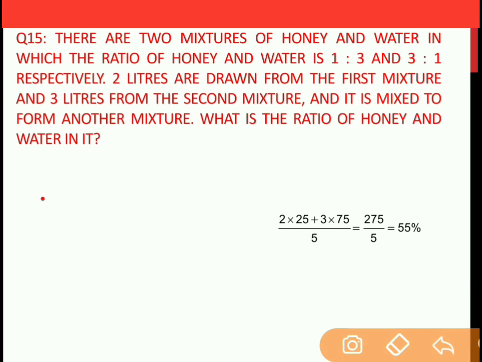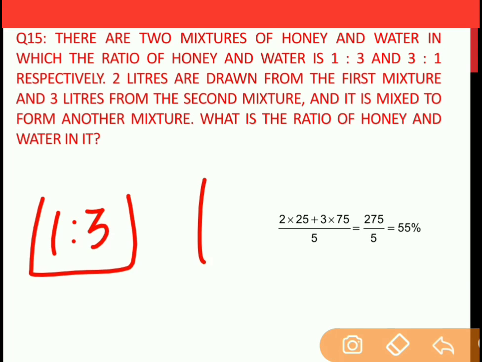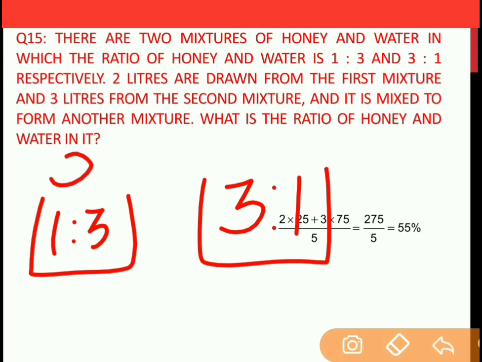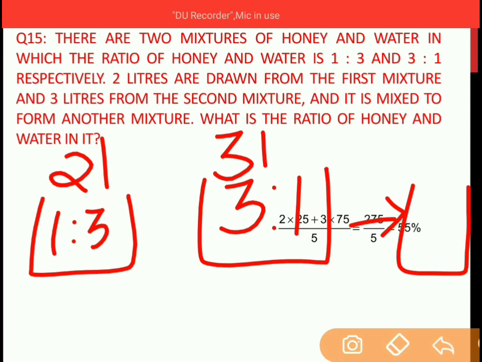So in this case we have two mixtures. In the first mixture we have honey to water in the ratio 1:3. In the second mixture we have honey to water in the ratio 3:1. Now 2 liters from the first mixture and 3 liters from the second mixture is drawn so as to form the mixture from these two vessels, right?